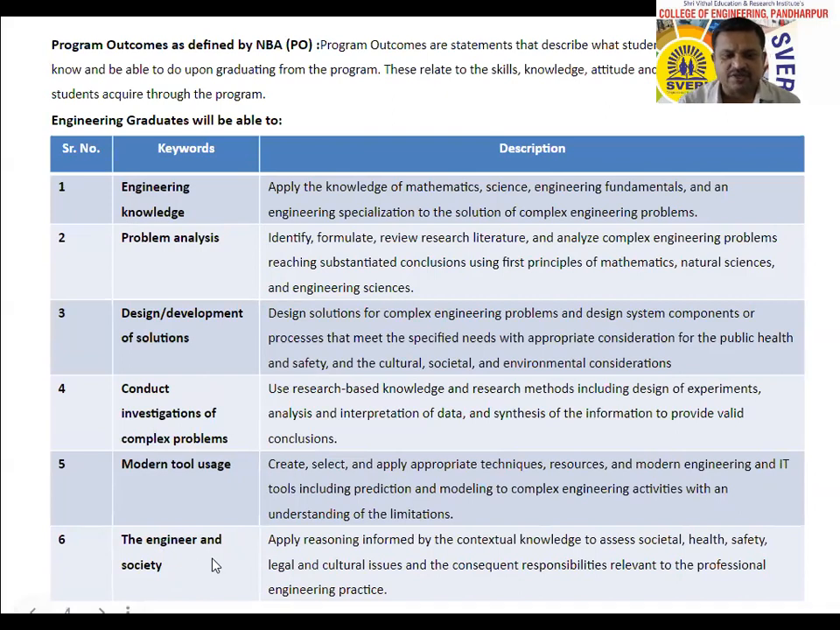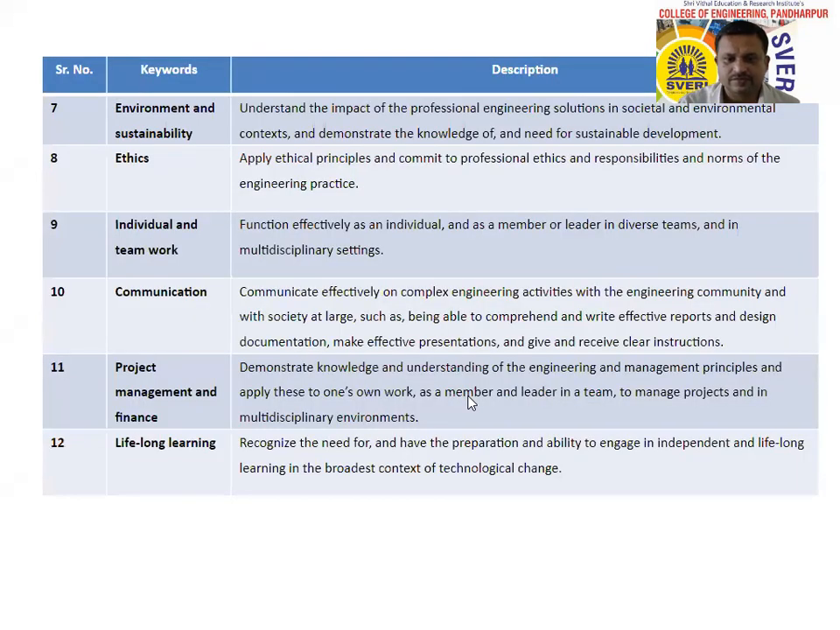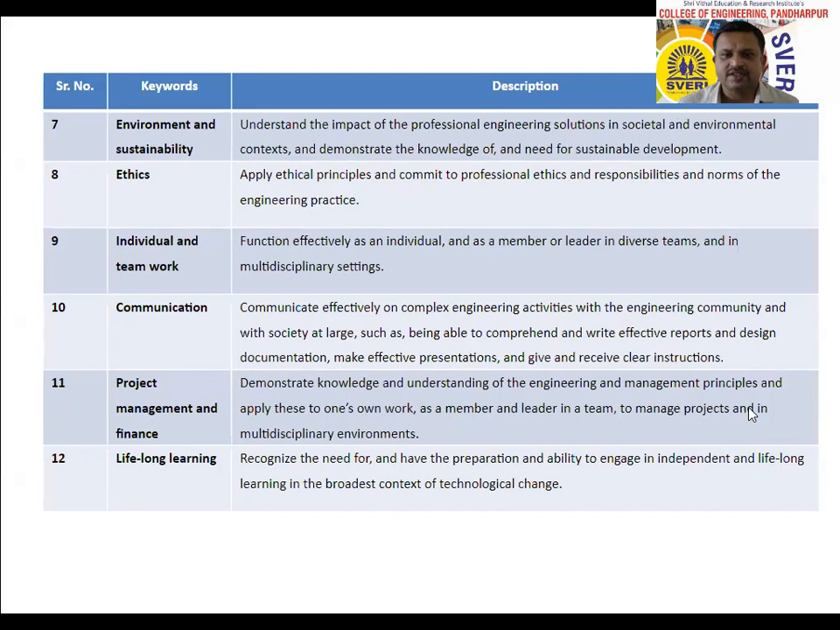Sixth is the engineer and society. Apply reasoning informed by the contextual knowledge to assess societal, health, safety, legal, and cultural issues and the consequent responsibilities relevant to the professional engineering practice. Now, seventh is environment and sustainability. Understand the impact of professional engineering solutions in societal and environmental contexts and demonstrate the knowledge of and need for sustainable development. Eighth is ethics. Apply ethical principles and commit to professional ethics and responsibilities and norms of the engineering practice.